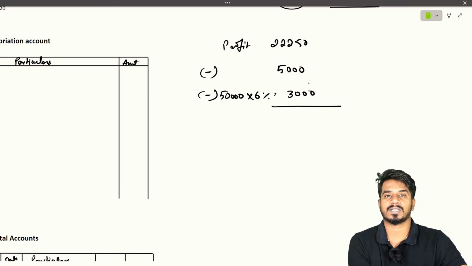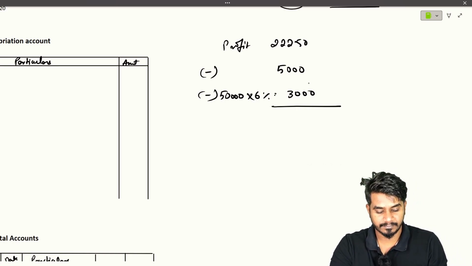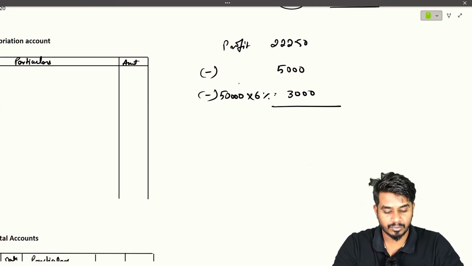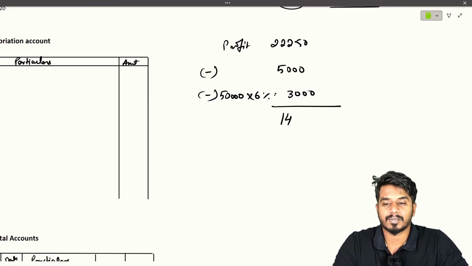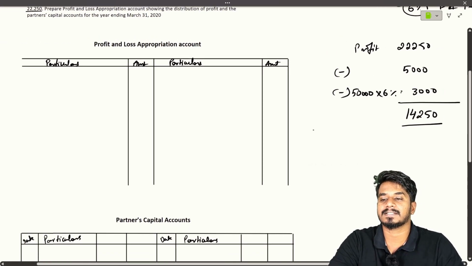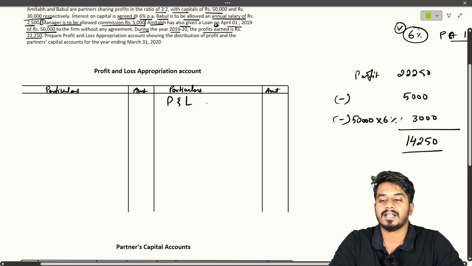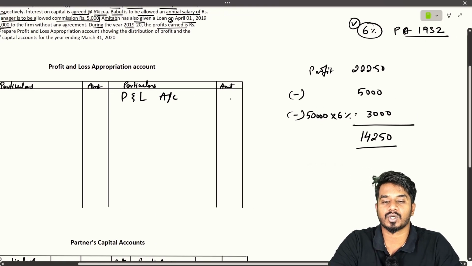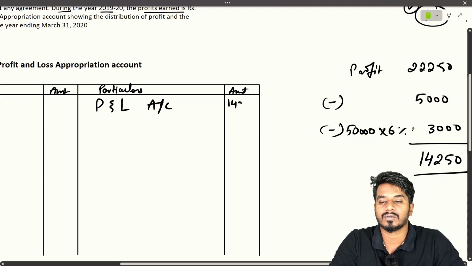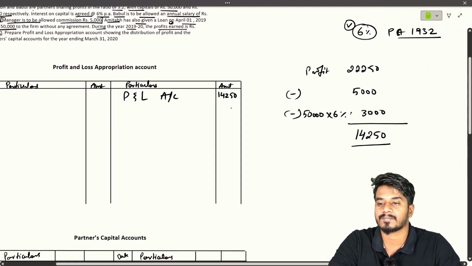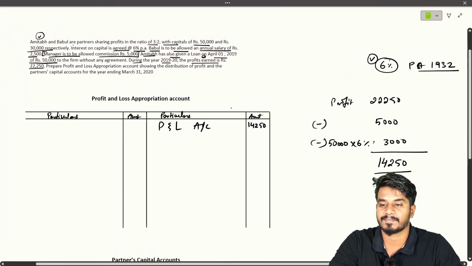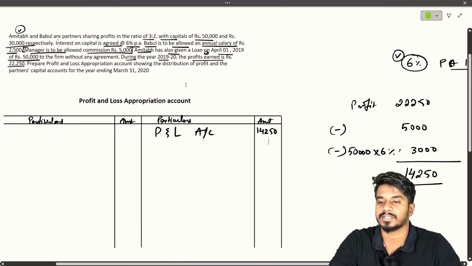So let me minus both the things. 22,250 rupees minus 5,000 rupees minus 3,000 rupees. 14,250 is the profit now. Right. So this profit we will consider in P&L appropriation account. So profit and loss account, which will be shown as 14,250 rupees. Did you understand? Yes. Let us continue with the question.